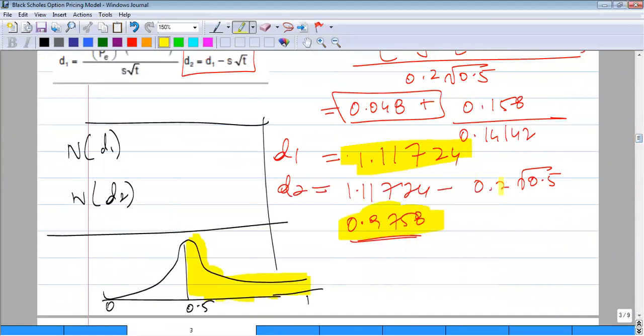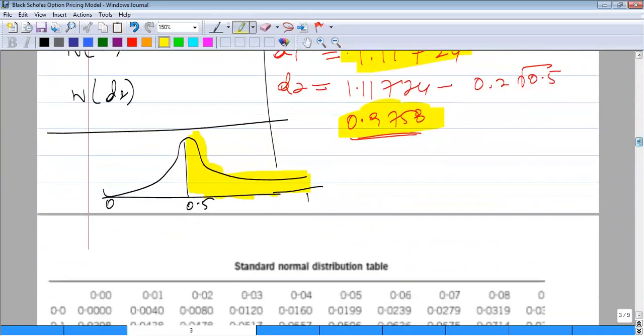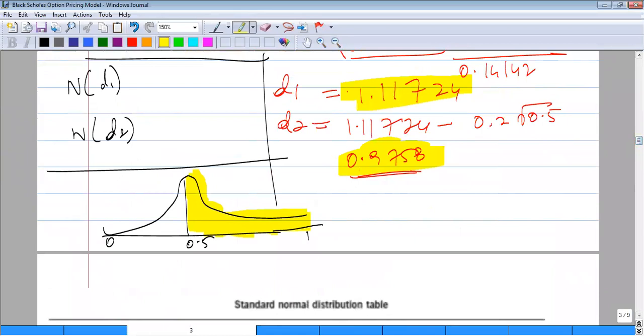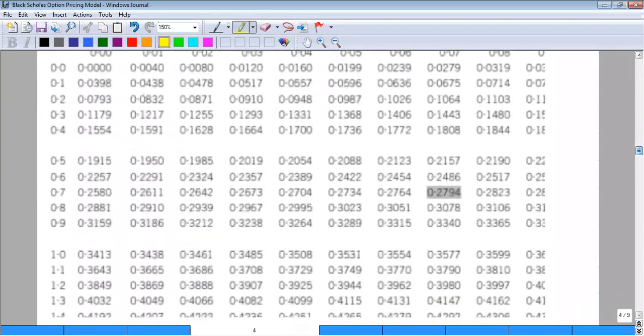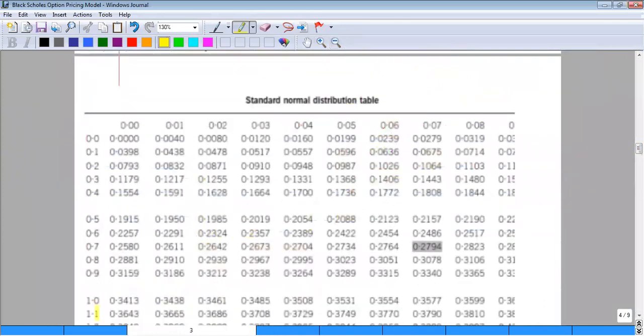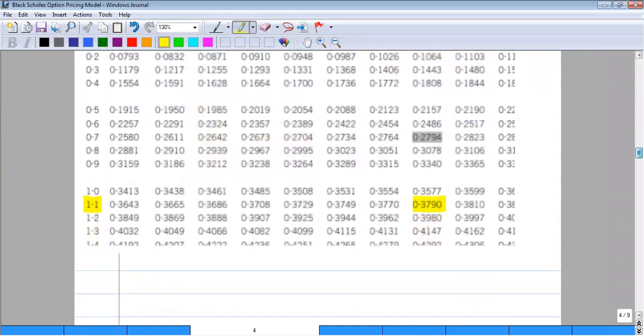Now, if we have been given this type of normal distribution table, how exactly do we do things over here? First of all, we are going to find this D1. It's actually 1.17. How exactly am I going to find this 1.17? I'm going to say 1.1 here, so it's 1.17 here, which is 0.379.